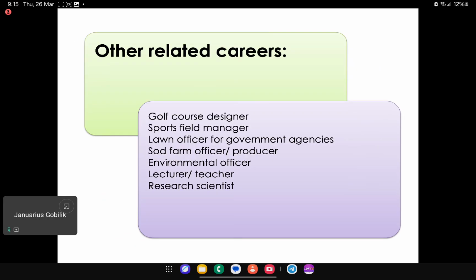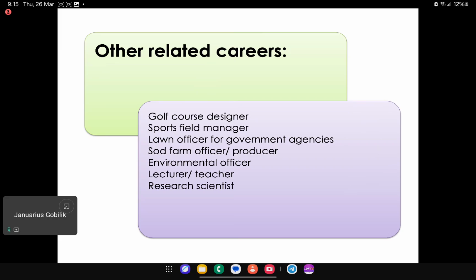So of course there are other related careers, like becoming the designer of a golf course. This one of course is not really widely available, because the development of golf courses is also very slow, so it will not be easy to find that kind of job. But of course, the other things on the list are easily available, like sport field manager. Of course, there are so many around the country. It's just a matter of looking for it.